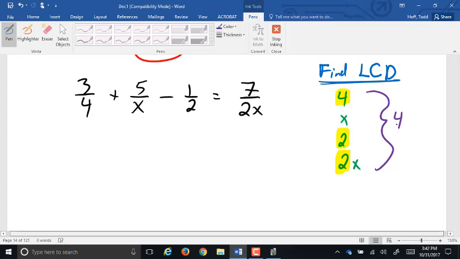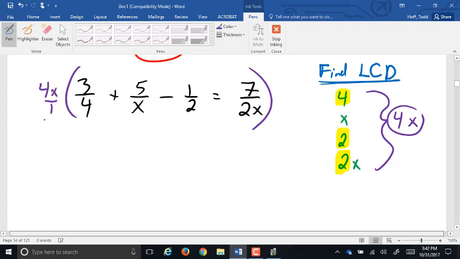For the variables, what do we do with the variables? The smallest power or the largest power? Largest. So the largest power is just the x. So 4x is our least common denominator. That means we're going to take this whole equation and multiply it by 4x.